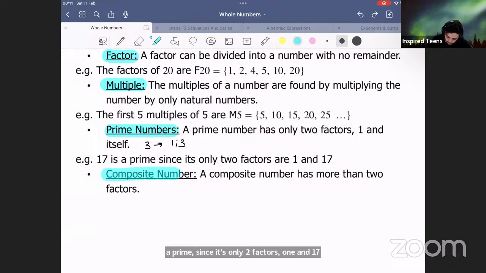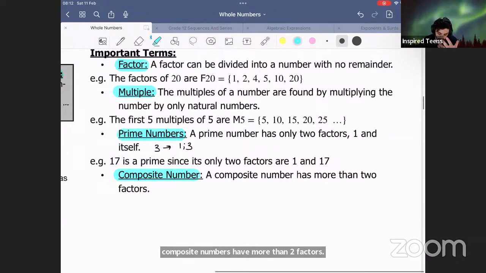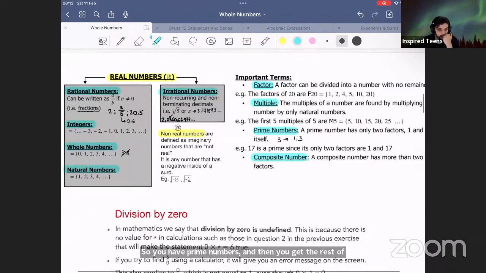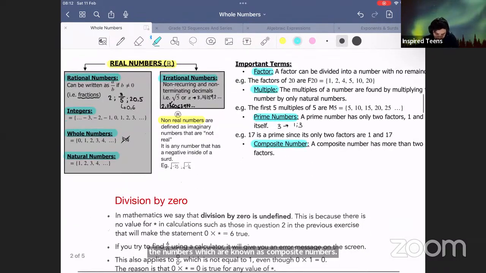Then we can talk about composite numbers. A composite number has more than two factors. So basically, a composite number is the opposite of a prime number. Again, a prime number only has two factors, while composite numbers have more than two factors. So you have prime numbers, and then the rest of the numbers are known as composite numbers. These are some important terms that we need to understand.